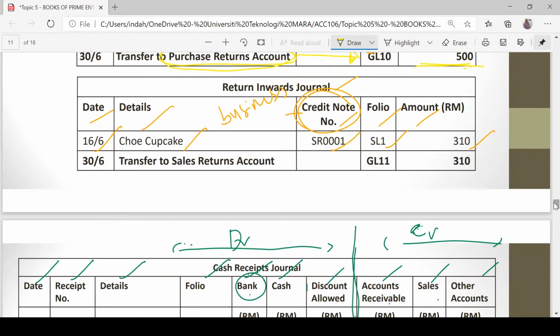And then for return inwards, again you total up, and the amount will be transferred to the sales return account or return inwards account, and then we assign the account code, which is GL11.